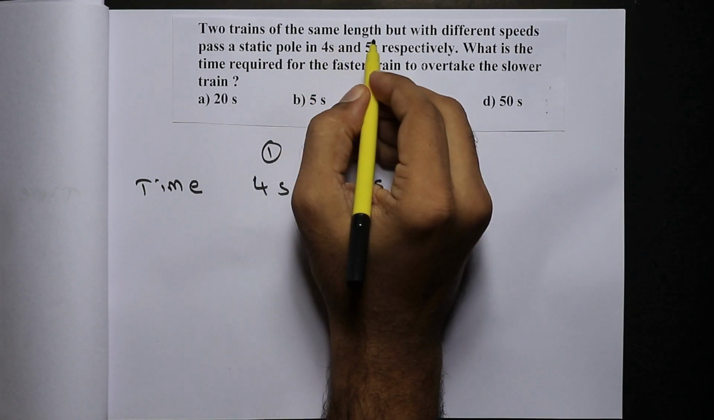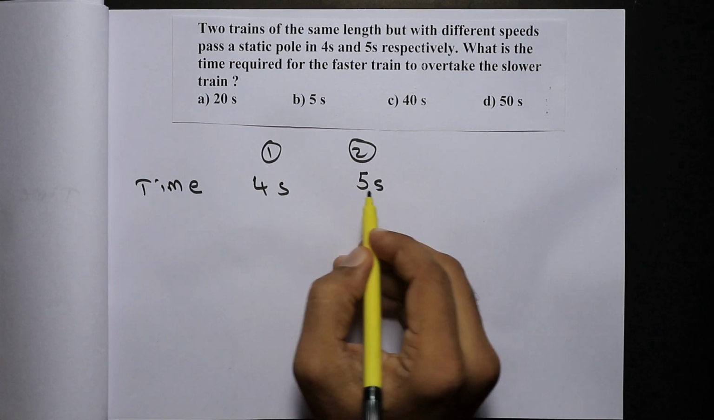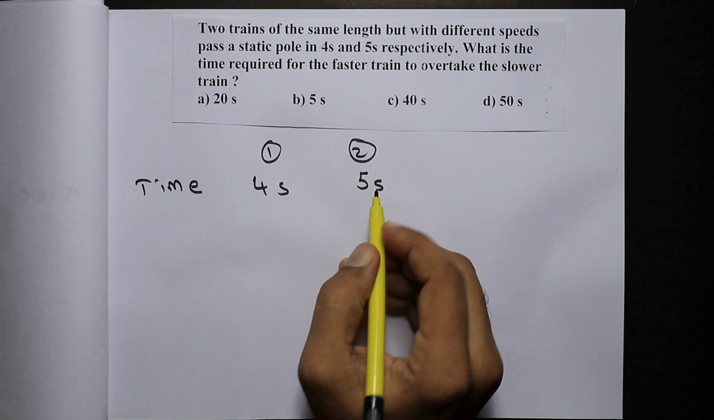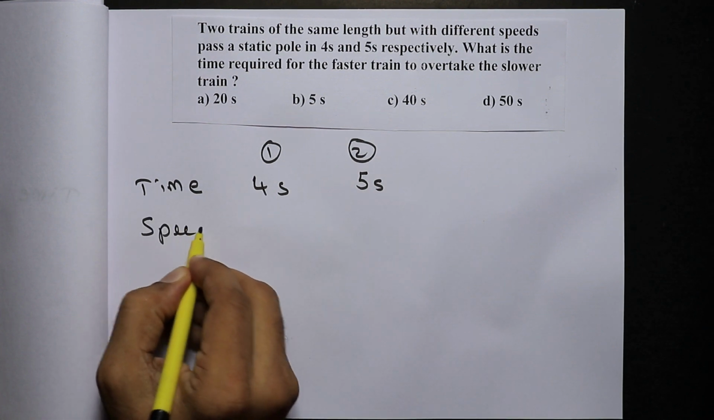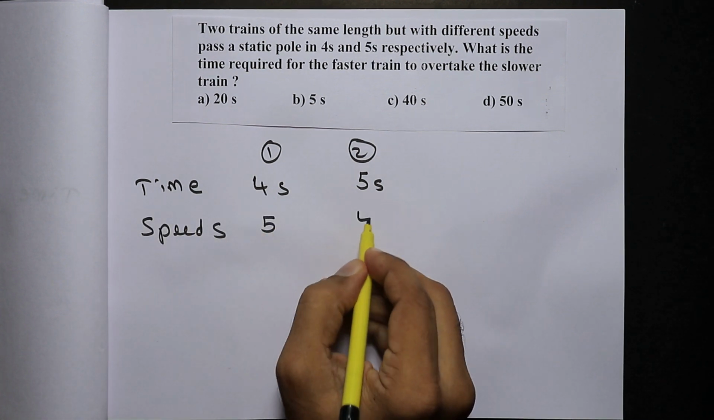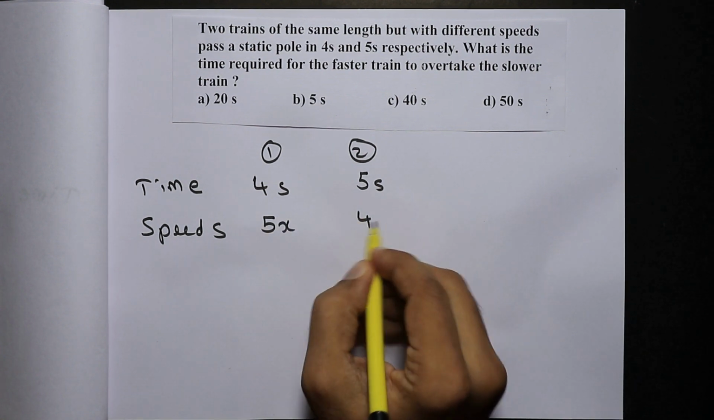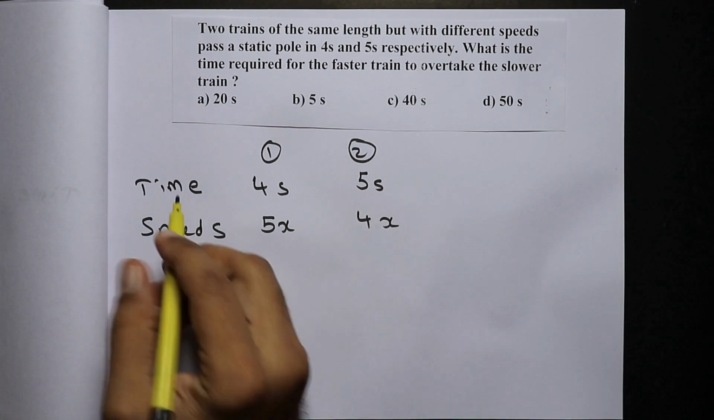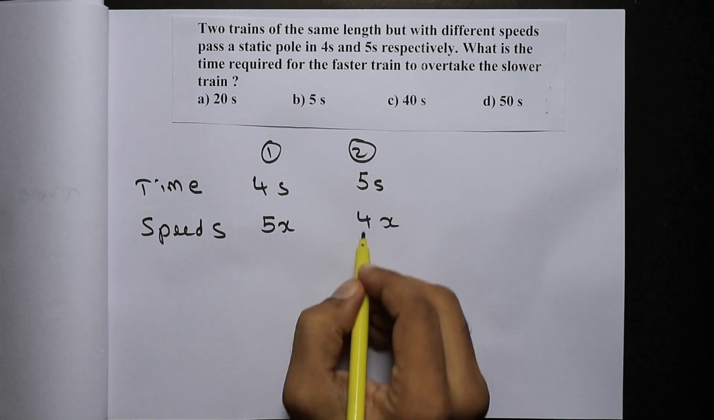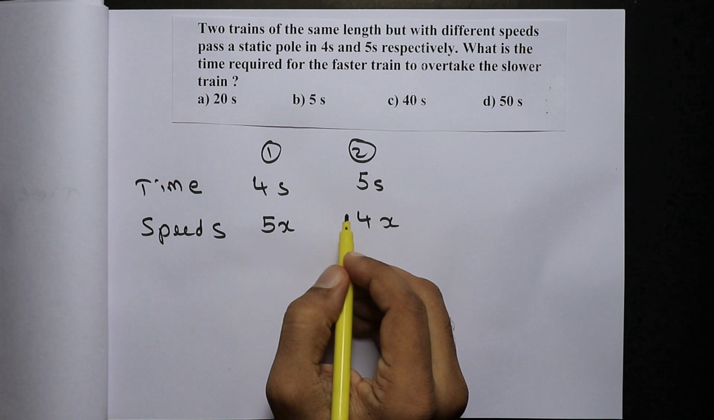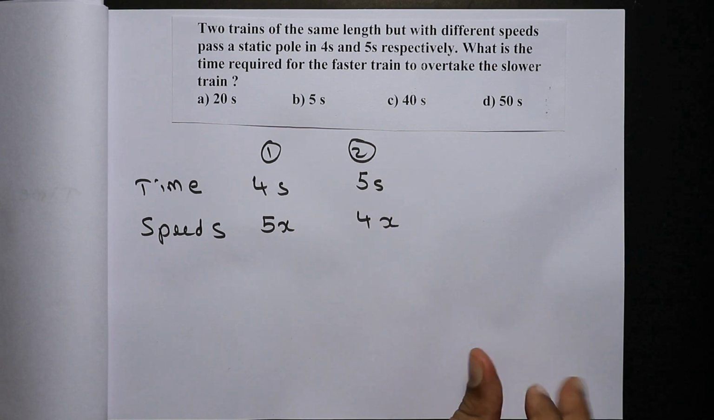So to cover a fixed distance, that is the length of the train, one train takes 4 seconds and another train takes 5 seconds. So time required is in the ratio 4:5, which means that their speeds will be in the ratio 5:4. So if you take the first train speed to be 5x, second train speed can be taken as 4x. That is, if time required is in the ratio 4:5, then speeds will be in the ratio 5:4. Now this can be obtained from a commonly used shortcut method. So we will look at that shortcut method.